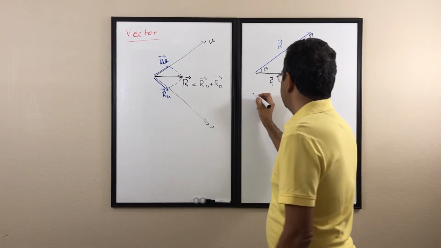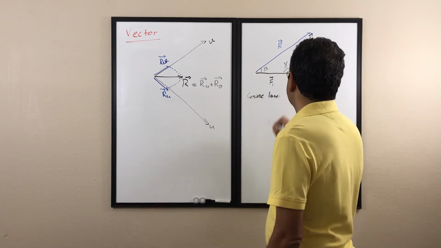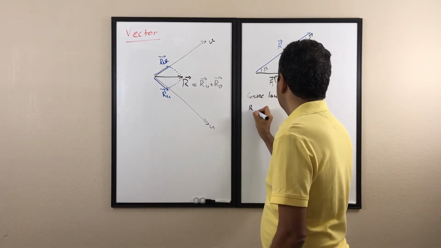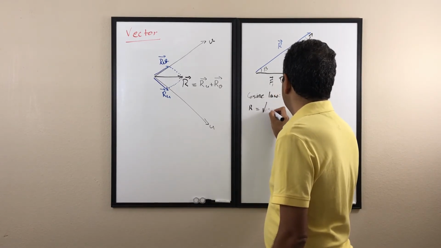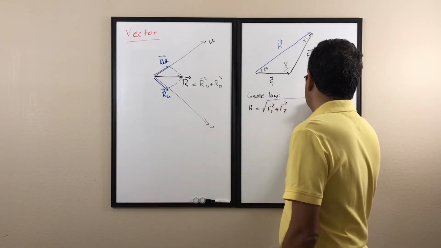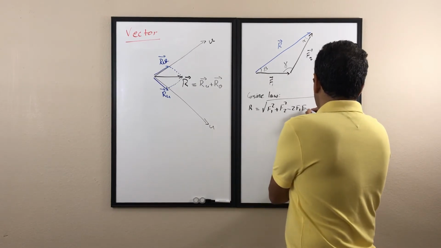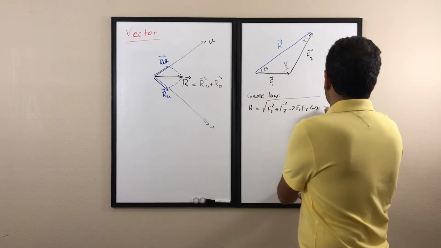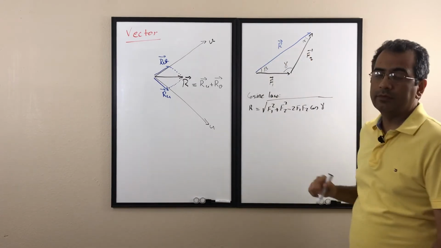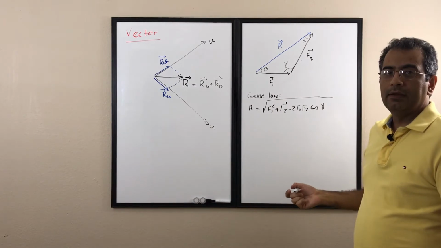So the cosine law says that the magnitude of R is the square root of f1 squared plus f2 squared minus 2 f1 f2 cosine gamma. So this is how we can calculate the length of the vector R. So this is the vector R, and we can calculate that length.